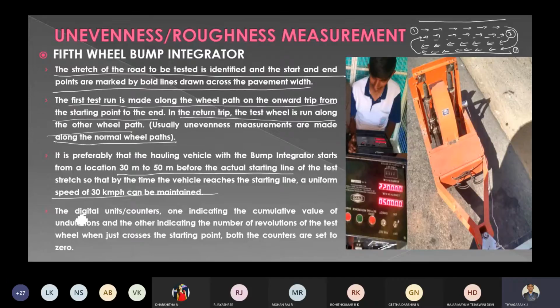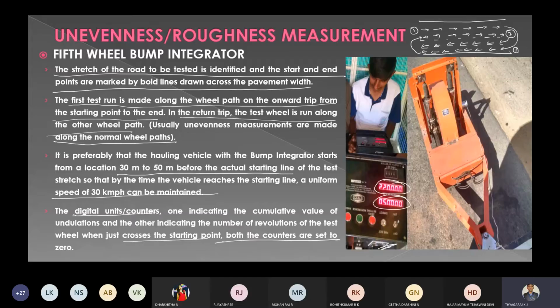Then the digital units are counters, one indicating the cumulative value of undulations and the other indicating the number of revolutions. You can see there will be two counters. One will indicate the cumulative number of undulations, and the other will indicate the number of revolutions. As the wheel just crosses the starting point, both the counters are set to 0. So whenever you start the experiment, you press the 0 button. From the moment you reach the starting point, you press 0, and it will start recording from the 0 chainage.